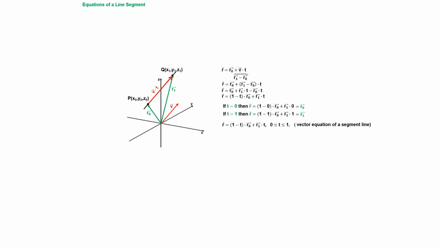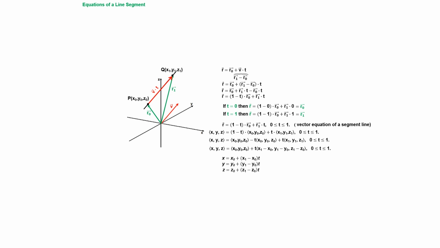We can also find parametric equations for this line segment, and the procedure is the same as when we obtained the parametric equations for the straight line. We now summarize the result as follows. The line segment from r sub 0 to r sub 1 can be described by the equations. Vector equation of a line segment, parametric equations of a line segment.